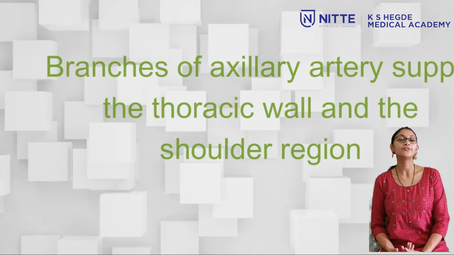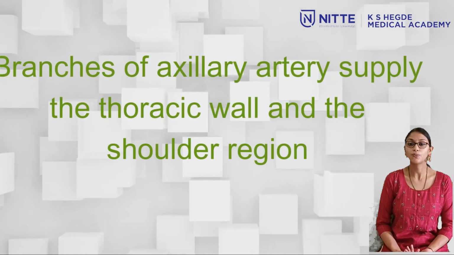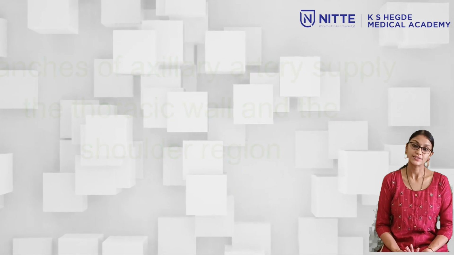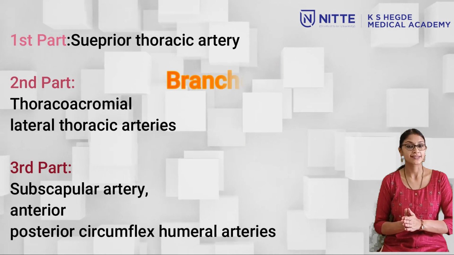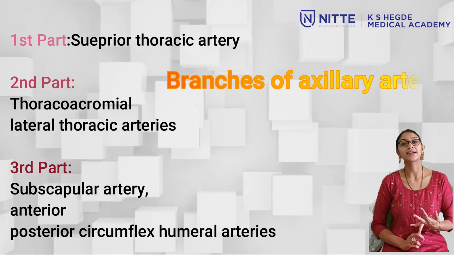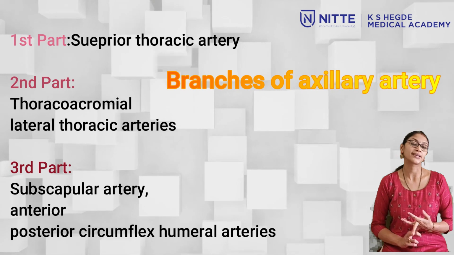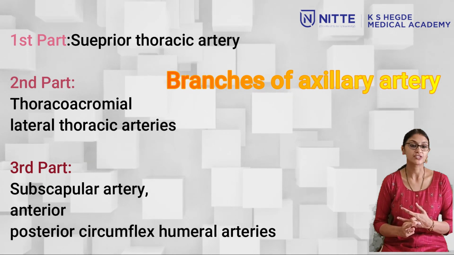Regarding the branches given by the axillary artery, it supplies the thoracic wall and the shoulder region. The first part of the axillary artery gives one branch. The second part gives two branches. And the third part gives three branches.